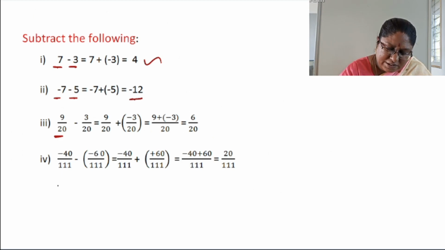Next, minus 40 by 111 minus minus 60 by 111. Join them, the denominators are the same. Keep the numerator as it is, minus 40. Then subtraction changes to plus. Then minus 60, what is the additive inverse? Plus 60. So join it and write it. What will you get? 20 by 111.